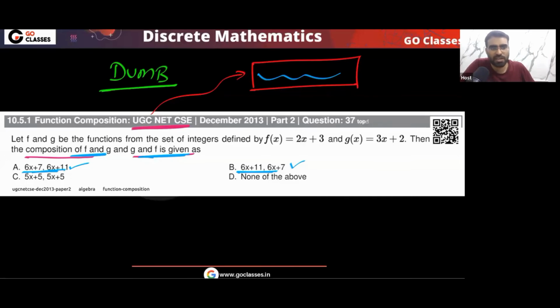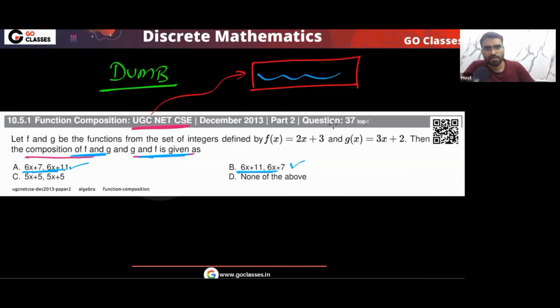Anyway, this is a dumb question, and this is the problem when you study only from one resource, because there are some concepts which are author dependent. That is the reason in GO Classes, whatever we teach you, we follow many different resources, so we can tell you all these things. Is this clear? So remember, this type of question will not come in the GATE exam.